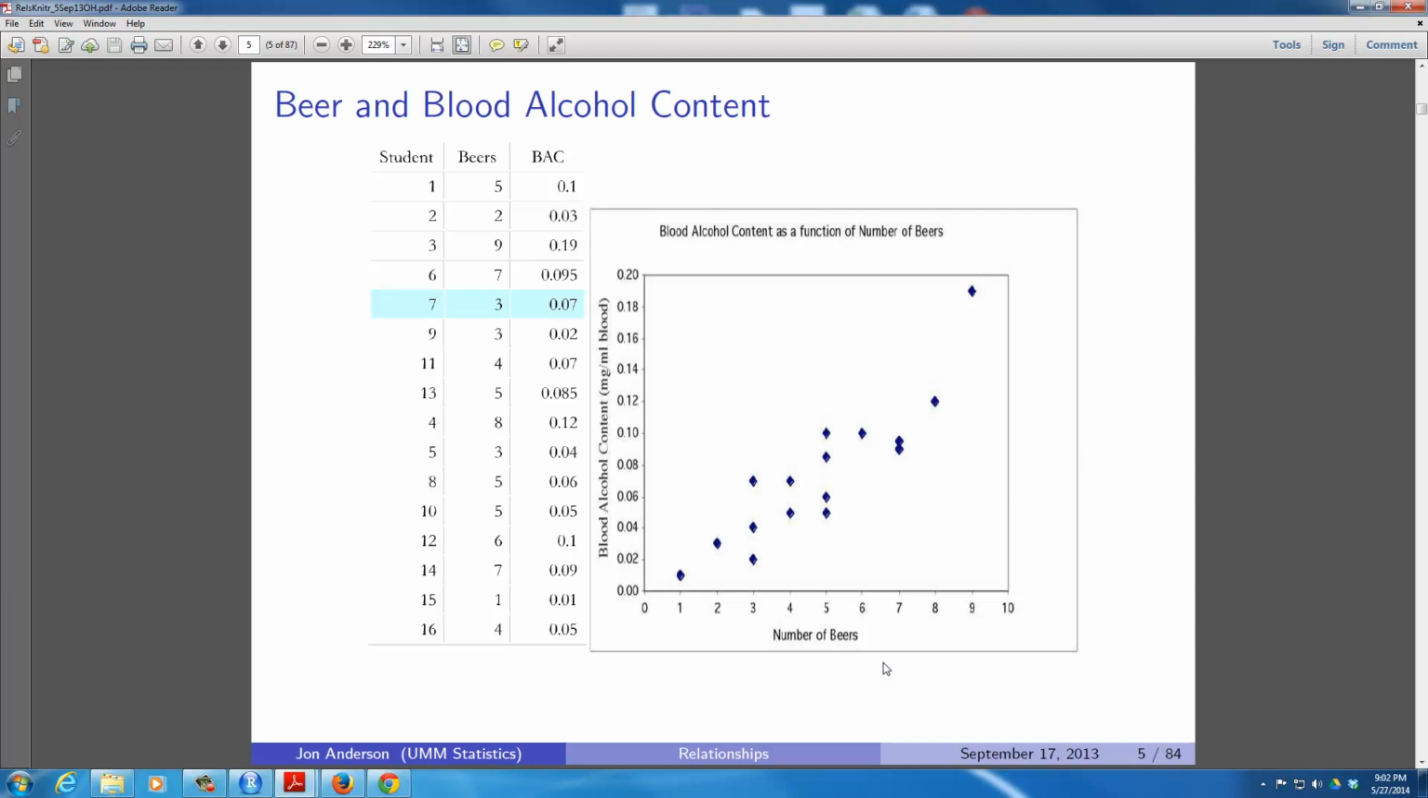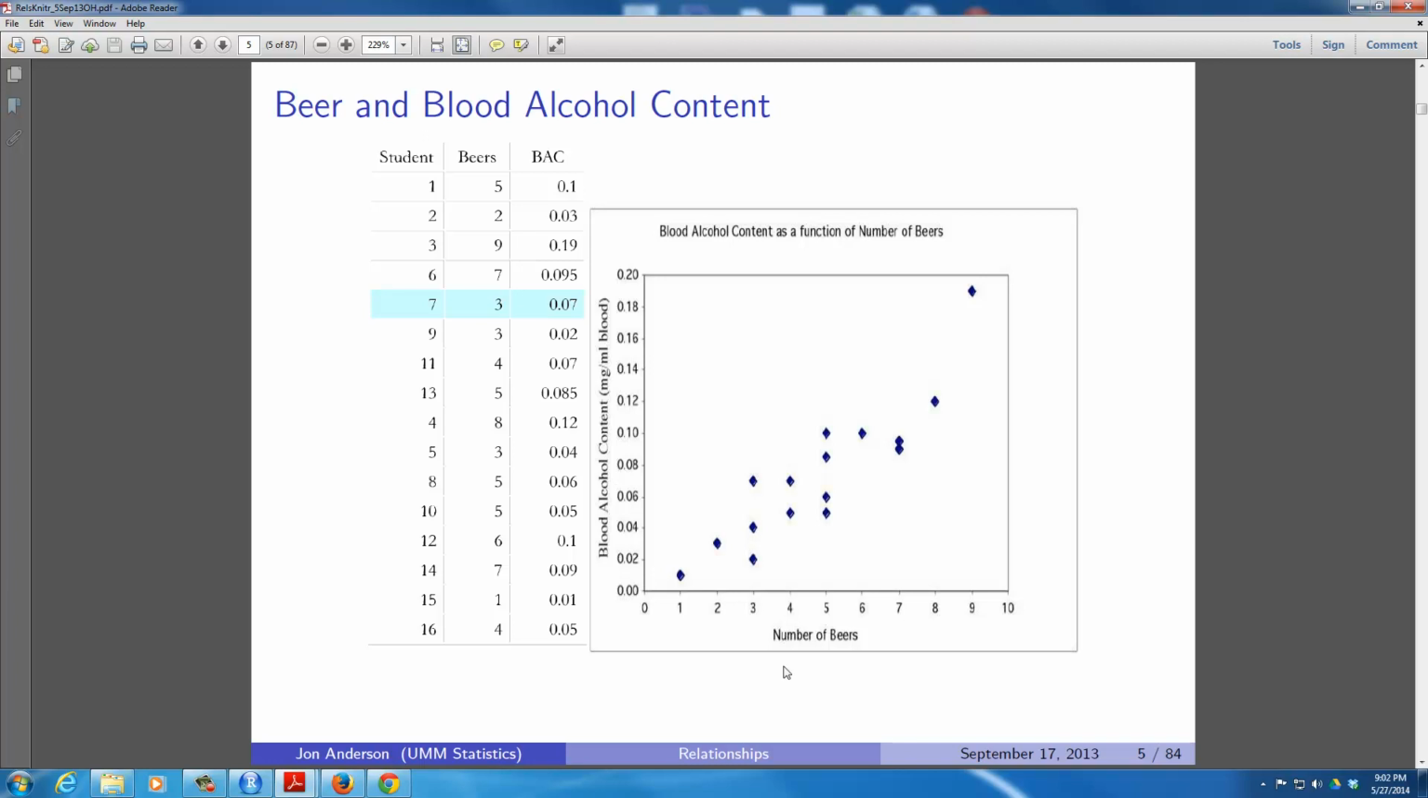Here our units are students, and we're testing their blood alcohol content, and we're going to try to observe, does their blood alcohol content relate to the amount that they drink? The horizontal axis, the x variable, the predictor variable, is the number of beers consumed, and the vertical axis is the blood alcohol concentration.